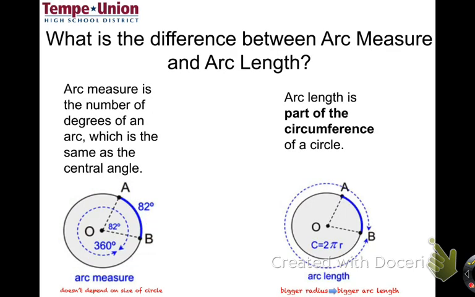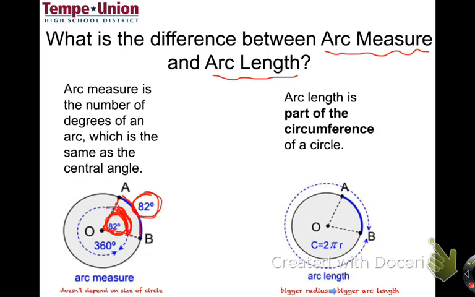What is the difference between arc measure and arc length? Arc measure, what we were doing before, is a degree measure of the arc, and that is always going to be the same as the central angle. Even if it was a smaller circle or the bigger circle, the arc measure is the same as the central angle, and it's considered a degree measure. Again, it doesn't depend on the size of the circle.